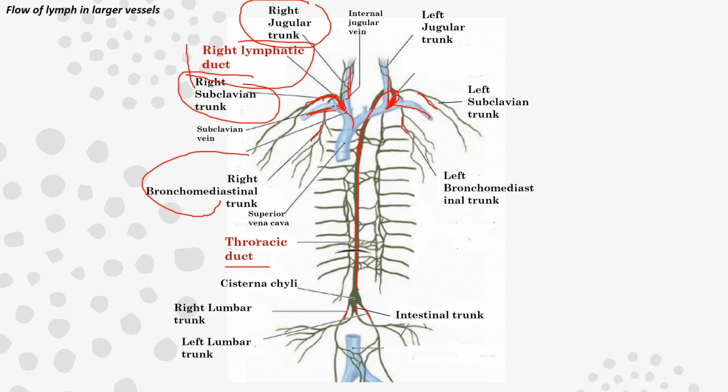And then eventually lymph is now returned into the veins, so they are already in the circulatory system, and these veins are going to go in as superior vena cava and back into your heart.